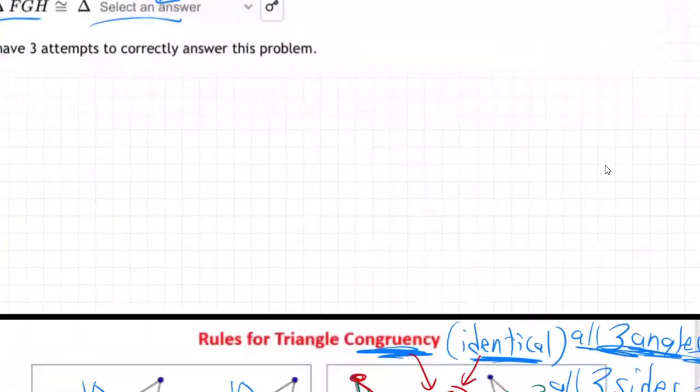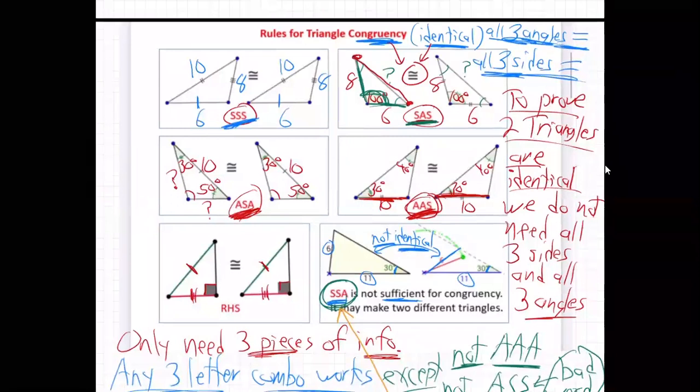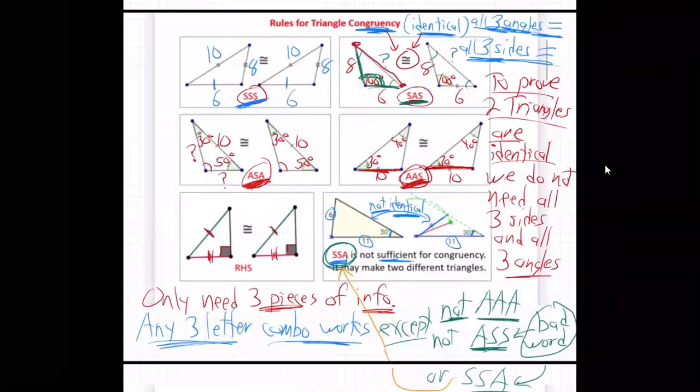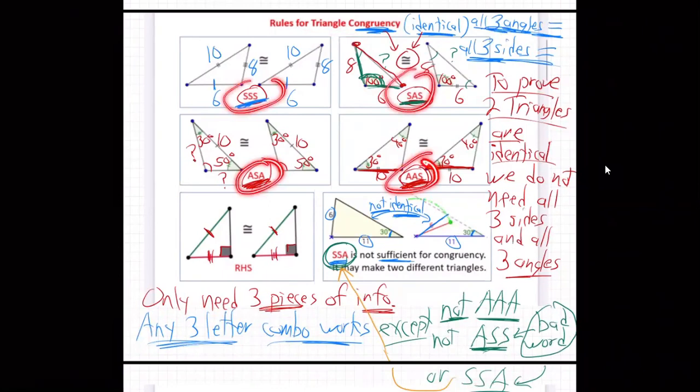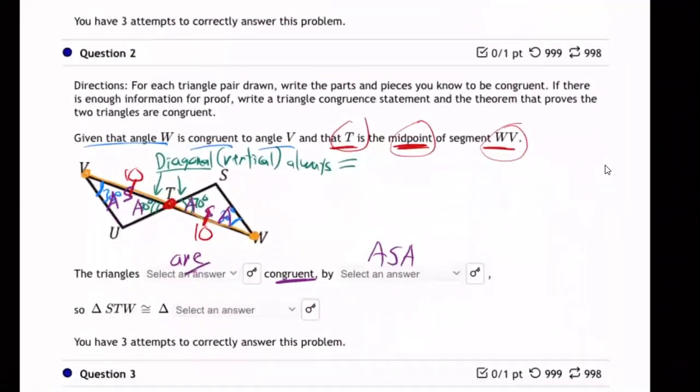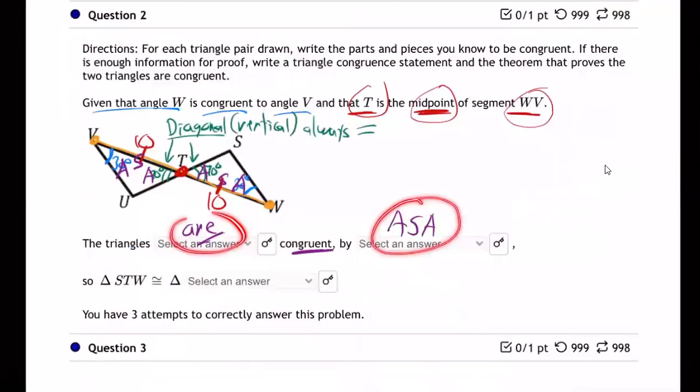Again, let me come back down to this for just a second. So this is from the exam, two notes. Triangle congruence, angle, side, angle. Remember, any three-letter combo will work. You don't need to know all three sides and all three angles. Any three-letter combo works, except not the AAA and not the bad word ASS, forward or backwards. All other three-letter combos are enough information to prove that two triangles are identical, congruent. So angle, side, angle is enough. So they are identical.